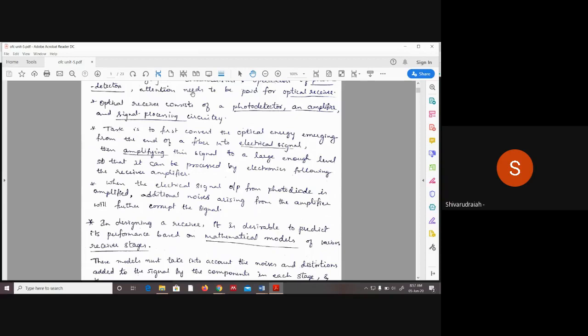So we need an electrical amplifier to amplify this signal which has already been converted from photons to electrons, that is, light to electrical form. This amplifier is going to amplify the electrical signal to a level so that it can be processed by the further electronic blocks such as signal processing circuitry in the optical receiver section.